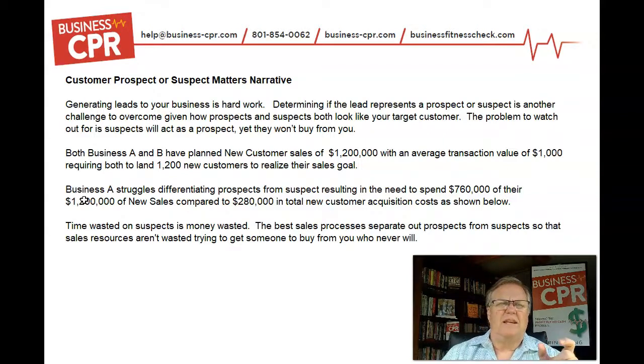And as you look at this, you can see that the customer acquisition cost for business A is significantly higher because they're not differentiating their leads. In other words, is this a legitimate prospect for me to cultivate, or is it a suspect that's just going to waste my time? So let's drop down into the math to appreciate this.